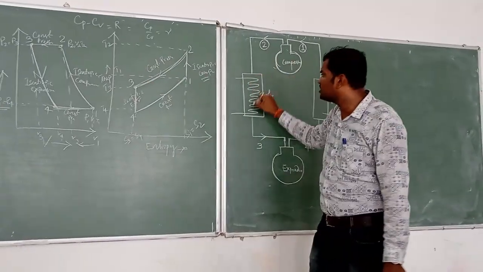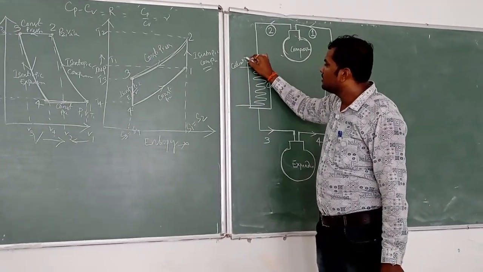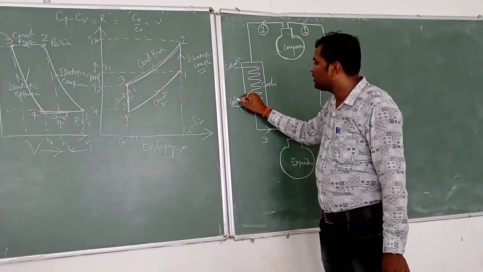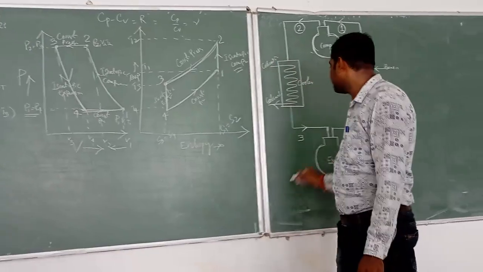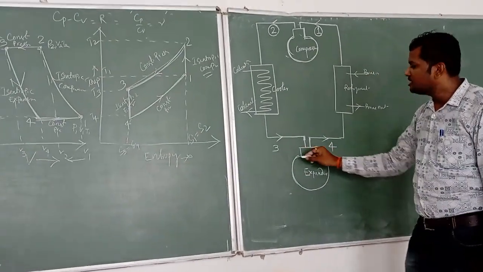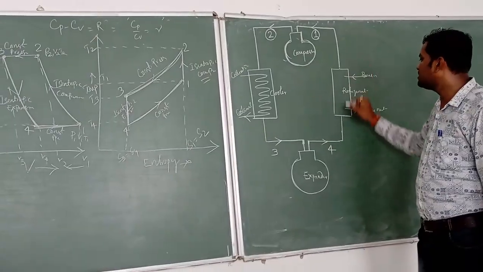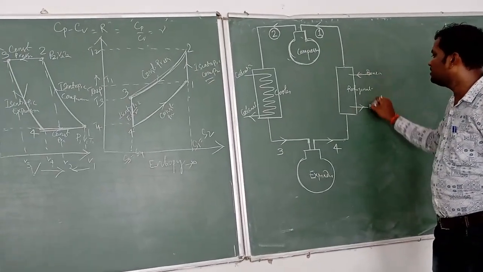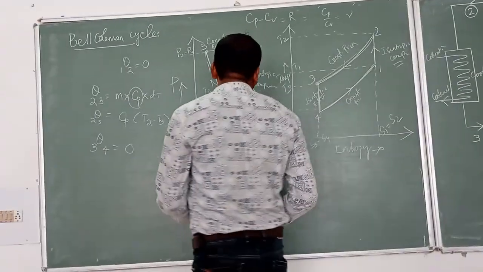That is, the cooler is there, so here coolant in and coolant out. Then again 3 to 4, expansion process, the expander is there, expansion takes place. Then 4 to 1, there is a refrigerator, with brine in and brine out, the brine solution. So here we are discussing 4 to 1.